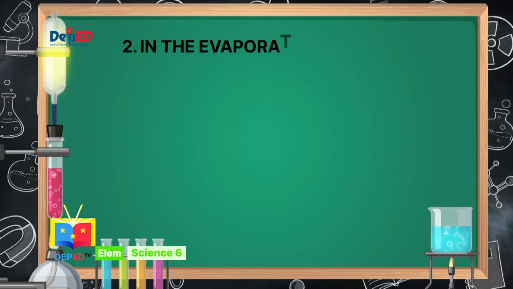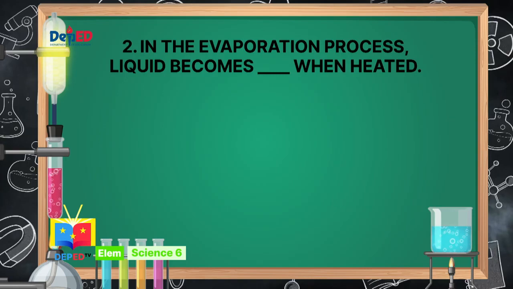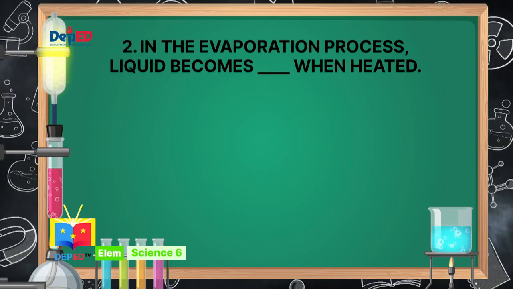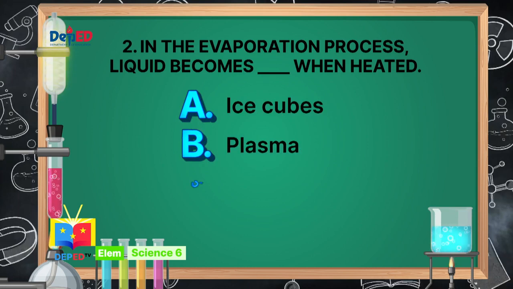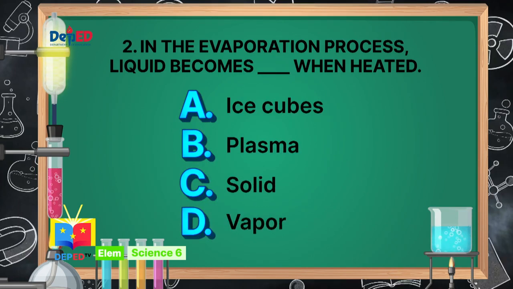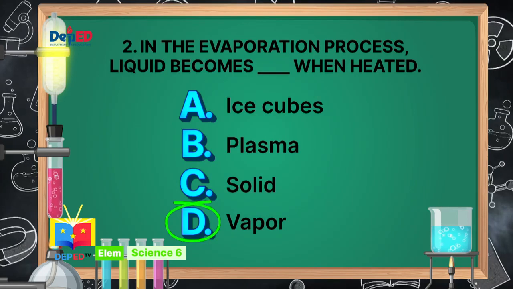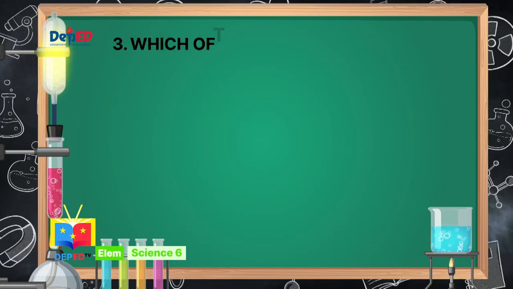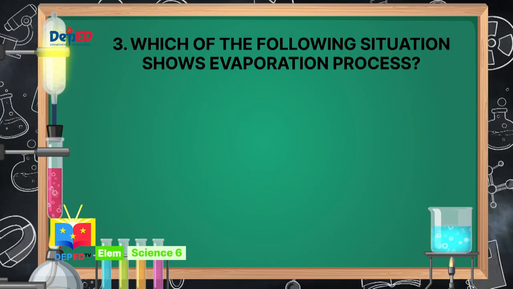Evaporation. Number 2. In the evaporation process, liquid becomes blank when heated. A. Ice cubes. B. Plasma. C. Solid. Or D. Vapor. The correct answer is letter D. Vapor. Number 3. Which of the following situations shows the evaporation process?